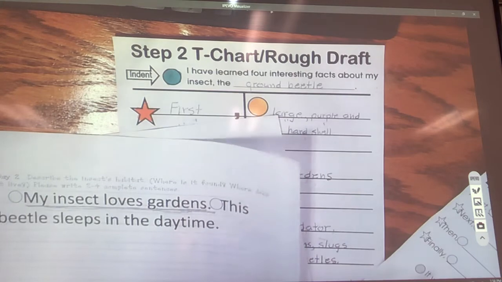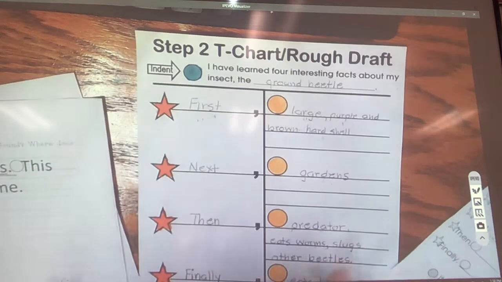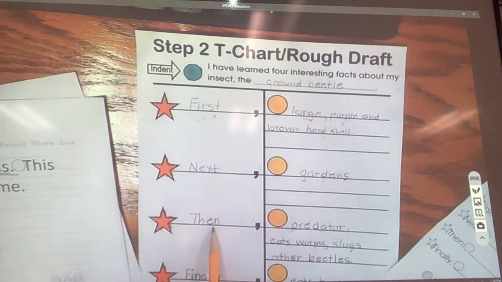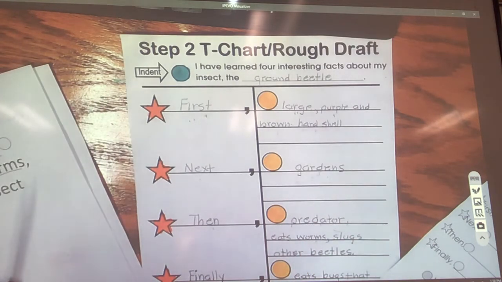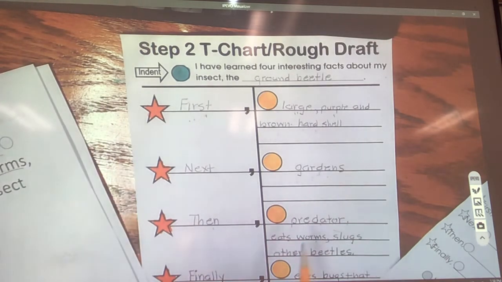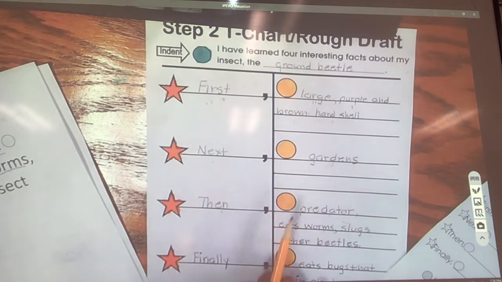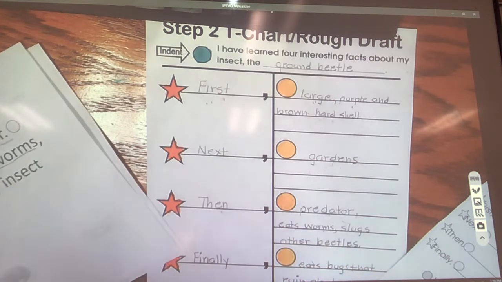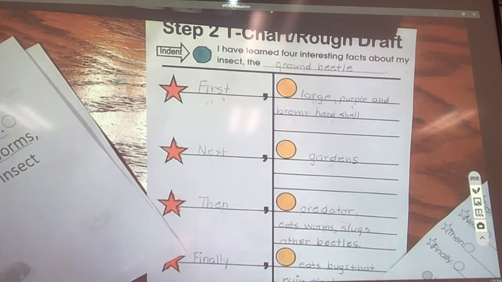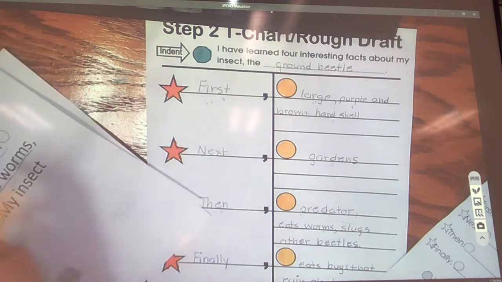Now look at my T-chart again. Then I put predator. So this must describe if it's prey or predator. Remember we said a predator is the one that goes after. He's the hunter. He hunts them. And prey is the one that's hunted. So it eats slugs and other things. So I'm going to underline: the ground beetle is a predator. I'm going to erase this right here.